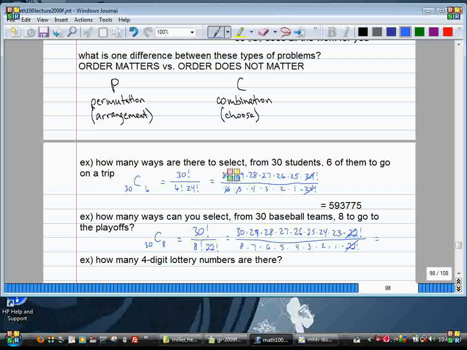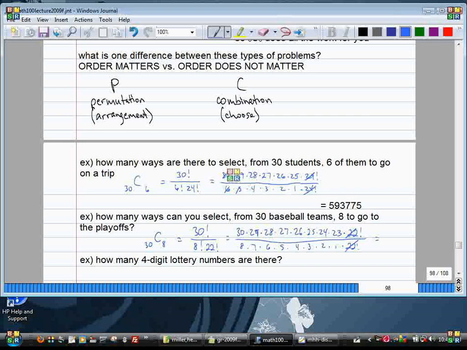What is a 4-digit lottery number? Give me one possibility. Yeah. So how many possibilities are there for the first digit? 10. So we've got 10 possibilities. 0 through 9. There are 10 different digits.